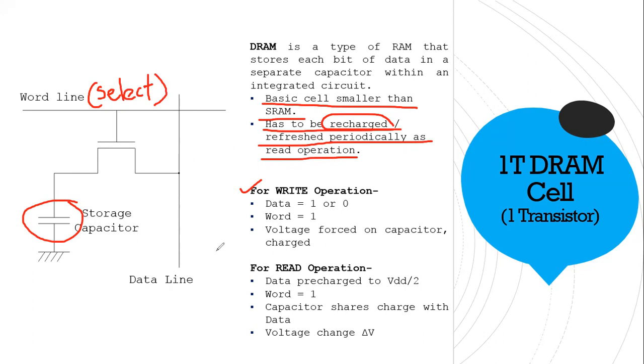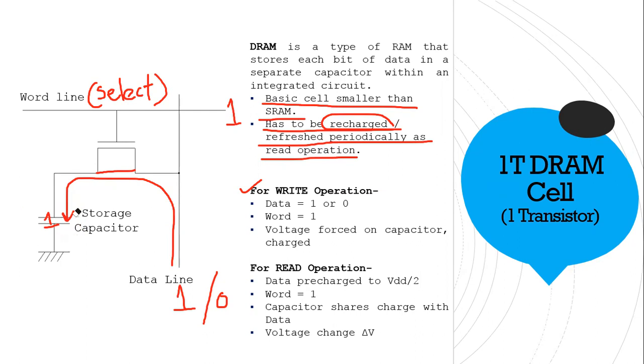So here you can see, if I want to write a 1 or 0, I will give the word line 1. Whenever I give the word line 1, the NMOS is on. When it's on, the 1 will go and be stored in the capacitor. Let's say there was no charge inside the capacitor, so it was 0. In the data you have 1, so from 1 to 0 there will be a current flow. This current flow will create some charge inside the capacitor. That means it is 1.